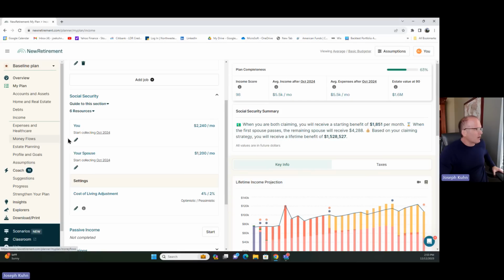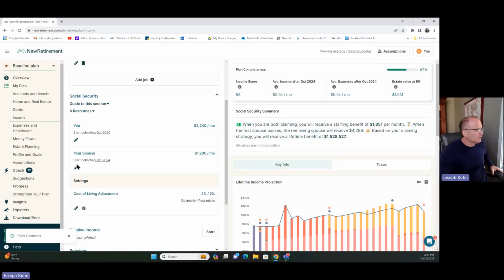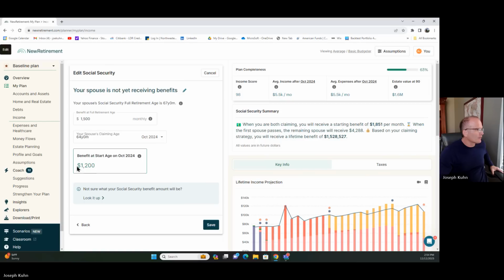The person says they're on their Social Security, and this is what we're going to play with a little bit today as an example of the power of New Retirement. This person's full retirement age is 67, but they're going to claim early. They're going to claim at 64, so just about 1 year from now. And the spouse is going to get the spousal benefit, which is half the amount, and they're going to claim at 64 as well.